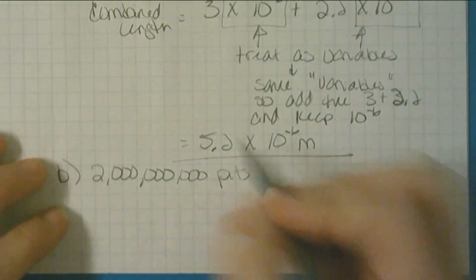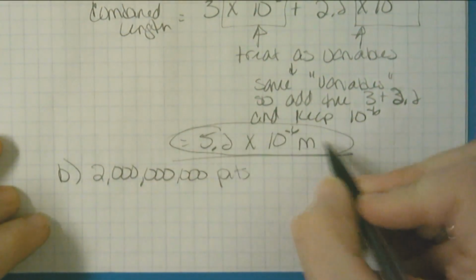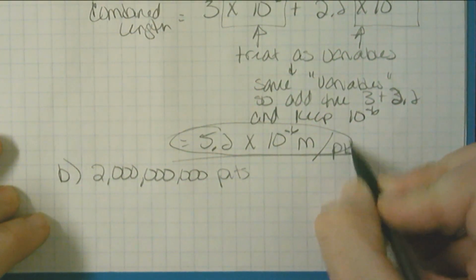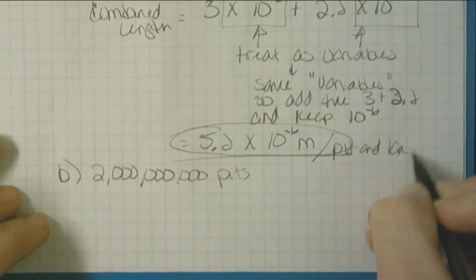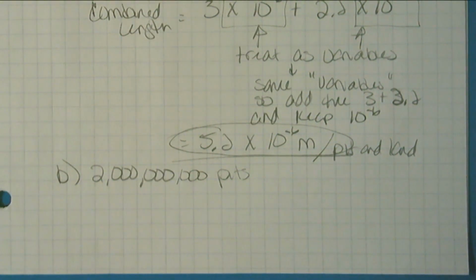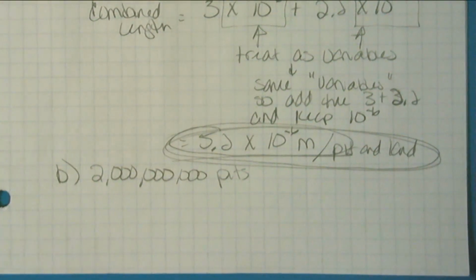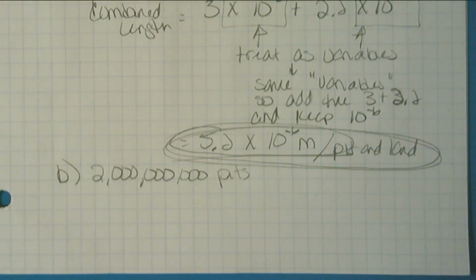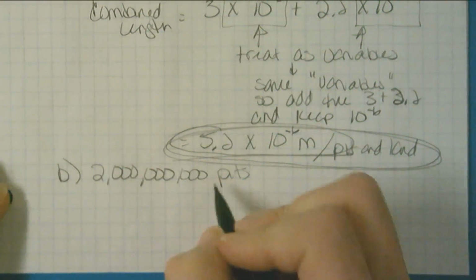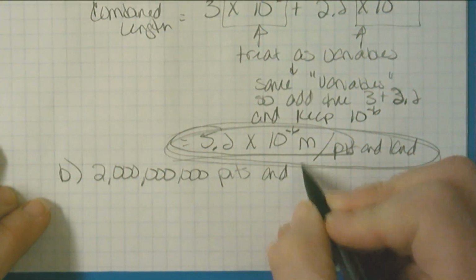All right, so this right here is meters per pit and land. That's what this is. How many of you guys understand that that is what we found in A? All right, so this is the number of pits and lands.